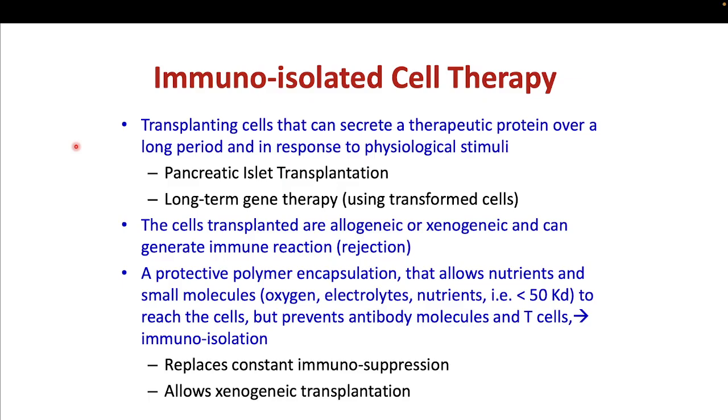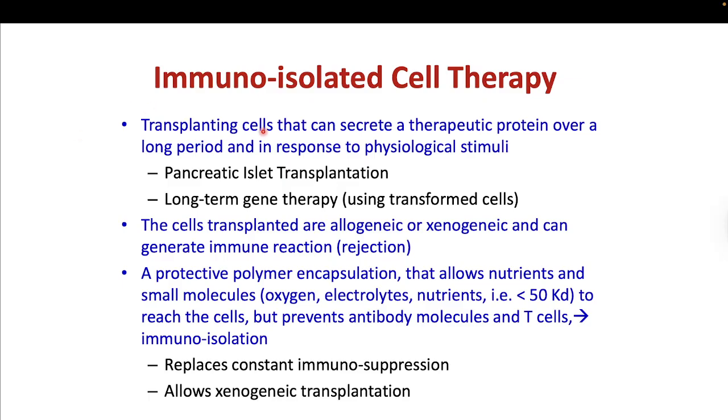What this polymer layer does is allow nutrient exchange, and it allows oxygen to flow through, because your cells need oxygen and nutrients to stay alive inside this polymer layer, but it prevents the immune cells of the patient's body from recognizing these cells. So in a way, we are isolating these cells from the patient's body, but letting the therapeutic protein go through. In that way, we can use this concept to treat a disease.